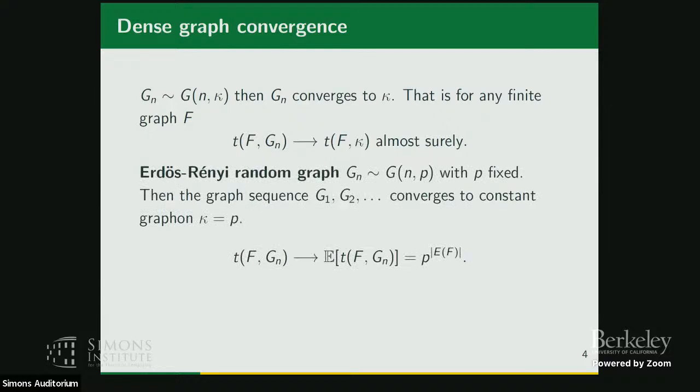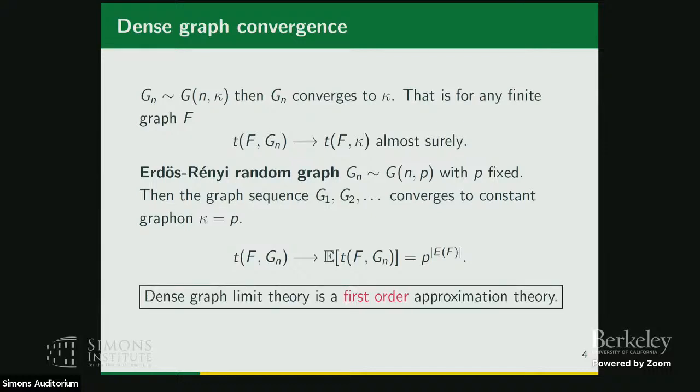Now let's consider this favorite example for everyone here, which is the Erdős–Rényi random graph. You have kappa to be a constant graphon p. In that case, the sequence of dense graphs converges to the constant graphon p, with the expected density of any graph F equal to p to the power of the number of edges in that subgraph F.